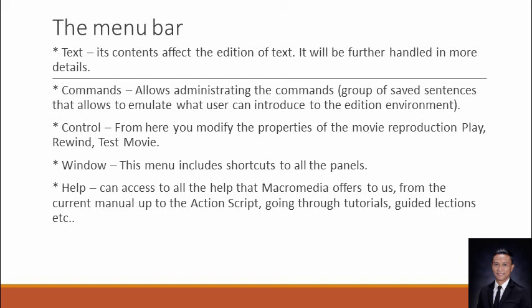Control. From here, you can modify the properties of the movie reproduction: play, rewind, and test movie. So here, you can adjust the timing, and the previous clip or timing of the frames. Window. It includes shortcuts to all panels.